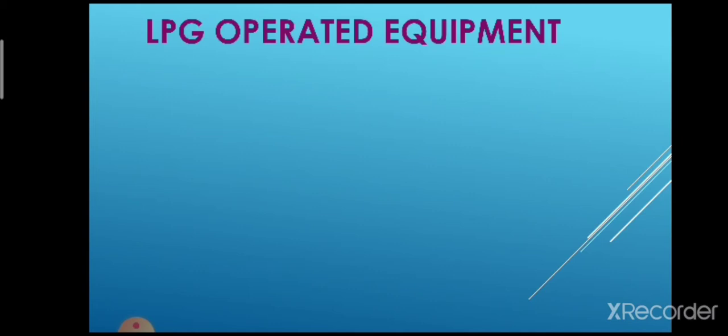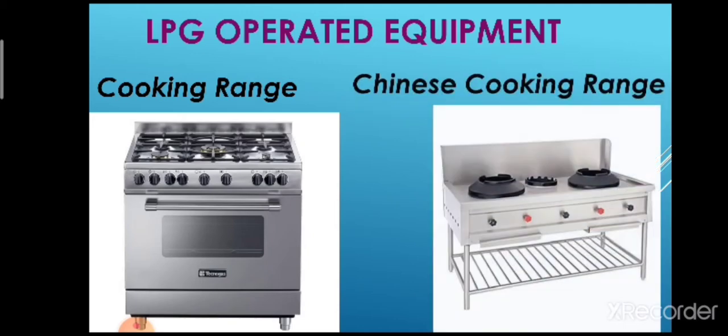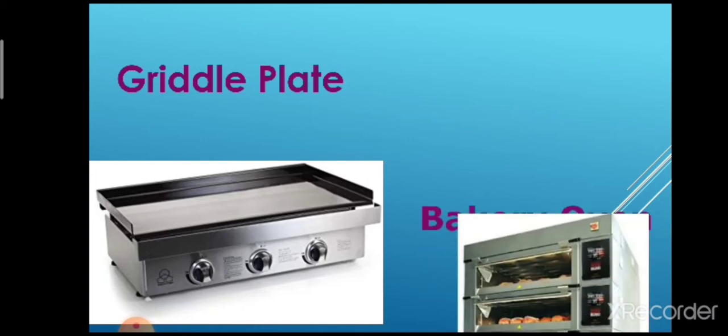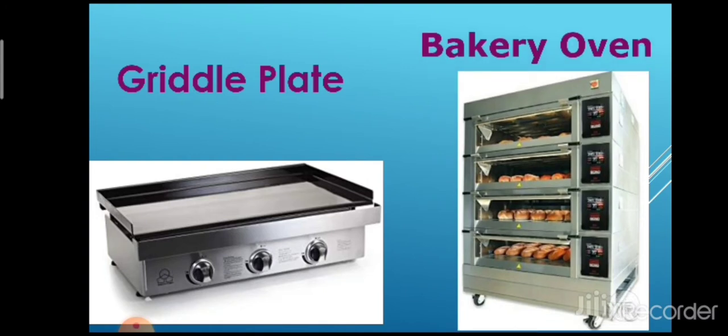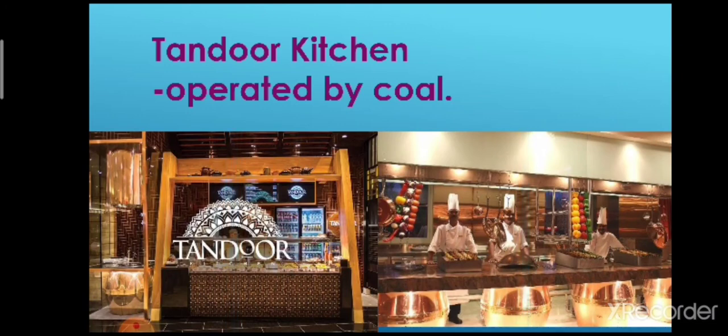Now for LPG operated equipment, we have cooking range and Chinese cooking range. We also have griddle plate that is used for burger patties, hot dogs, and the like. And bakery ovens. Tandoor kitchen is operated by coal, as seen on the picture. They don't use electricity and they never use LPG.